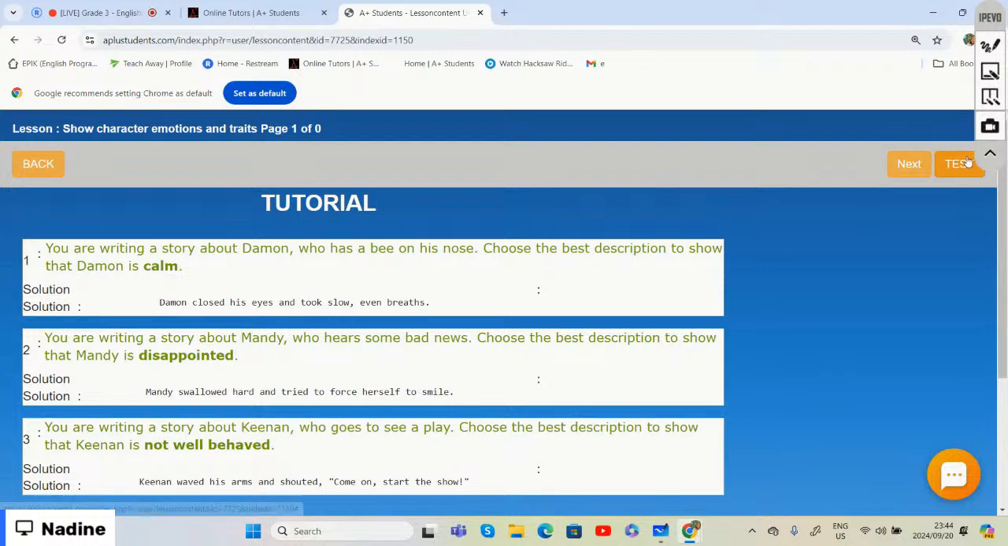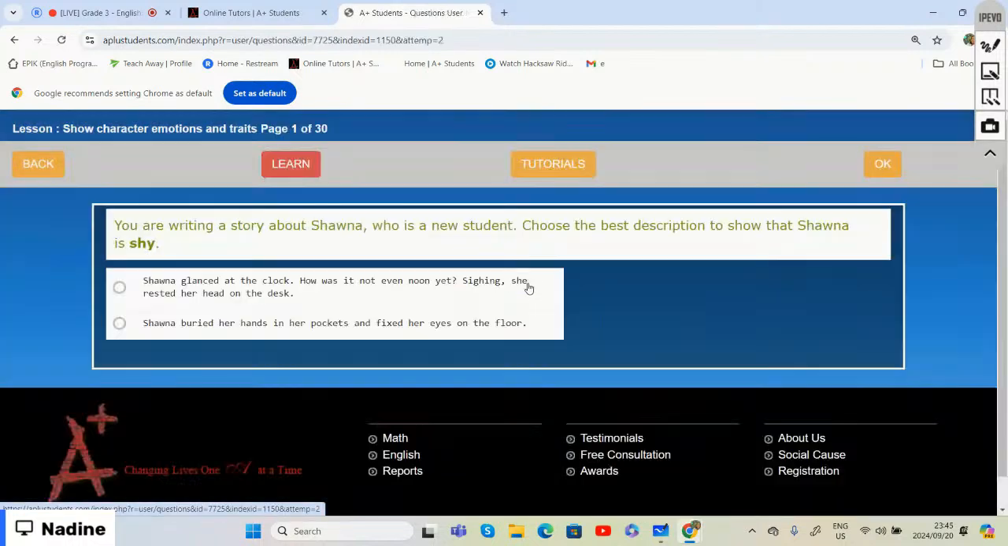All right, let's just do one. I know it is not time, but let us do one at least to show emotions and traits. It says, you're writing a story about Shona, who is a new student. Choose the best description to show that Shona is shy. How can we describe that she's shy?